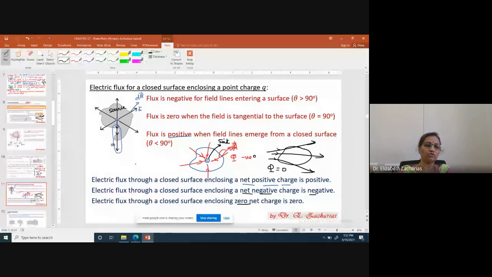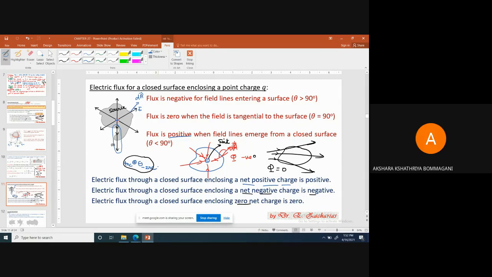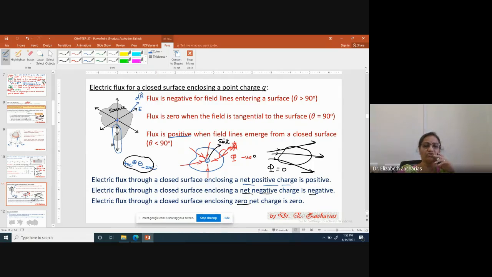Okay, let me just ask you a question. Let's say I have a surface and within this I'm having positive and negative charge. This is 4 nanocoulomb and here I have minus 2 nanocoulomb. What will be flux for this surface? Positive or negative? Positive, because the net positive is more than negative.